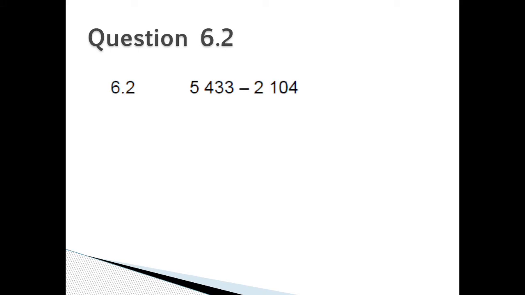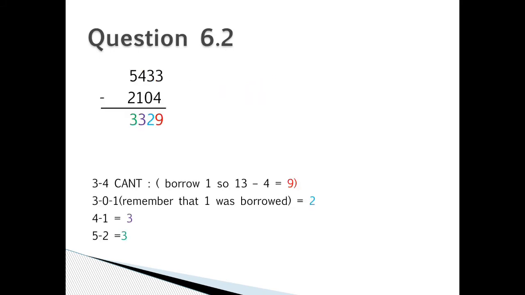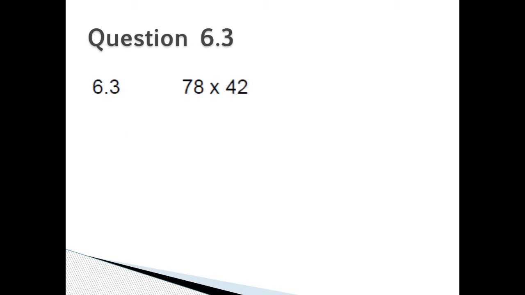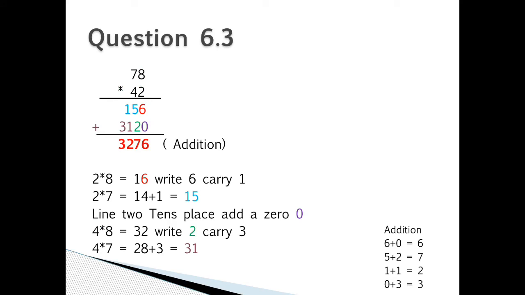5,433 minus 2,104. You will say 3 minus 4. You can't do it, so you borrow 1, so it becomes 13 minus 4, which is equal to 9. You write down the 9. Then you'll say 3 minus 0 minus the 1 that was borrowed, which is equal to 2. Then you'll go 4 minus 1 is 3, and 5 minus 2 is 3. So the correct answer is 3,329. 78 times 42.